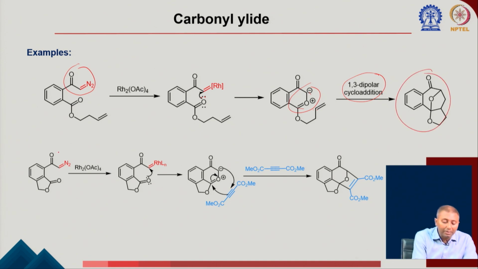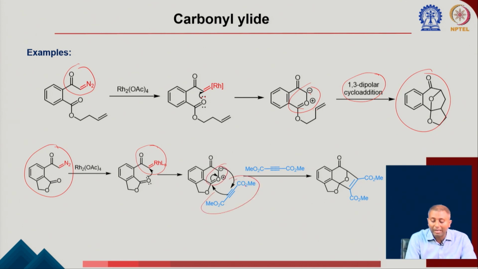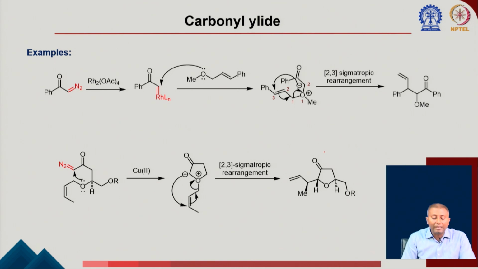There is another example here. Here also you can see these alpha keto diazo compounds form the corresponding carbene, and then this carbene is attacked by the oxygen lone pair, forming this 1,3 dipole, and then in a reaction with this alkyne with 2 electron withdrawing groups, it forms the corresponding product here. Then there is another example here.